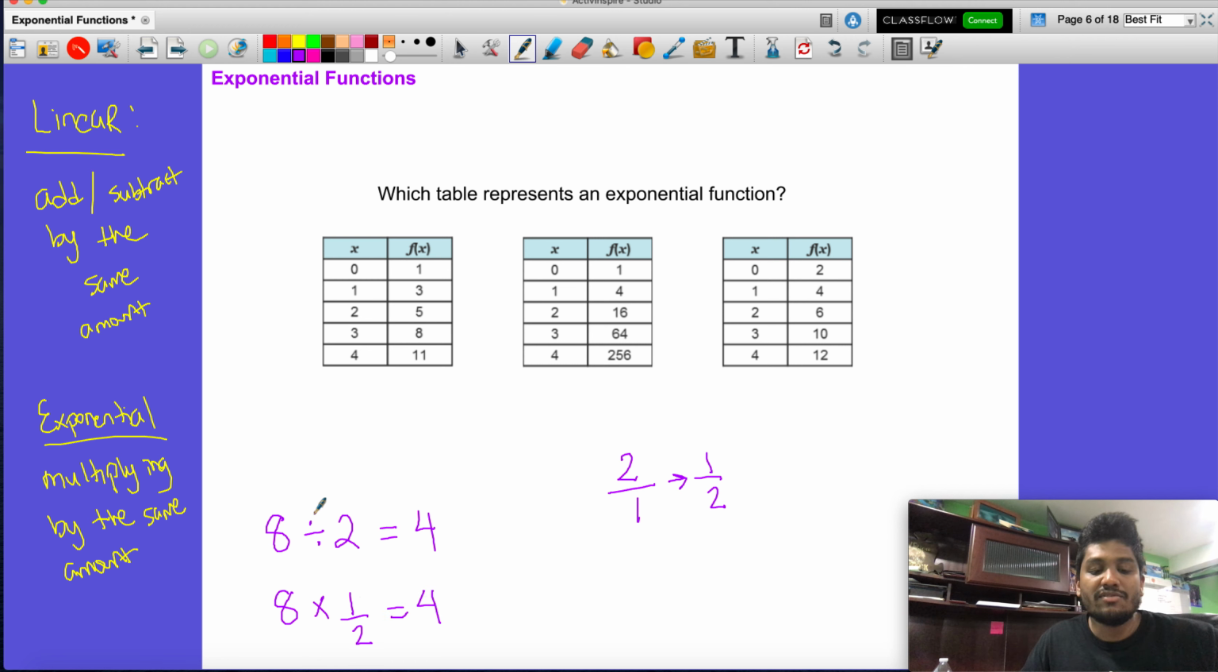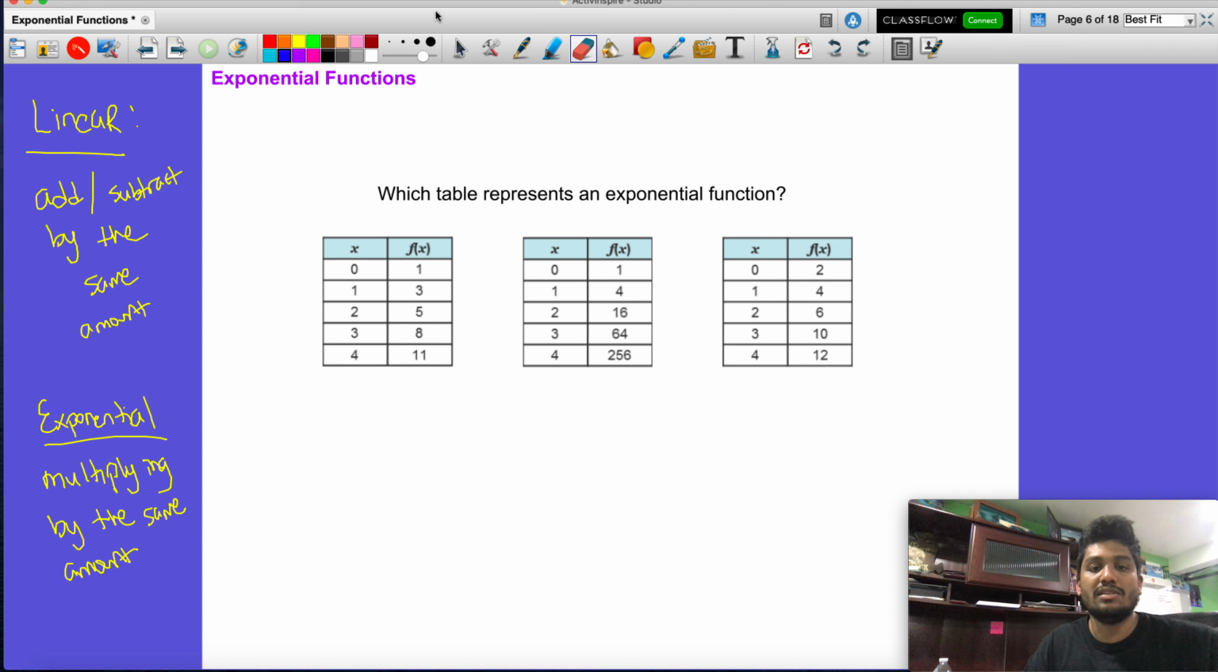So instead of dividing, we can actually just multiply by the reciprocal of the number that we were going to divide by, and you get the same exact answer. Now, this has nothing to do with these three tables here, but it's good to understand that you don't always have to be dividing by something, especially because with exponential, we want to keep everything consistent about multiplying. So, which table represents exponential?